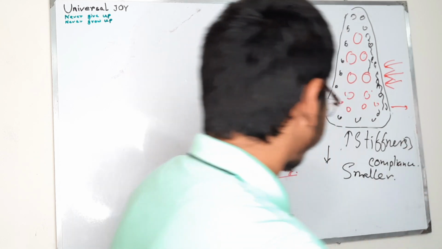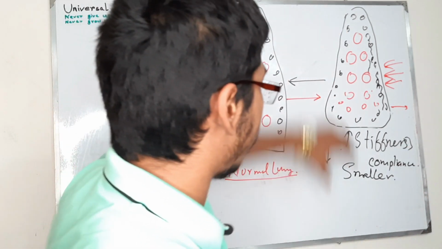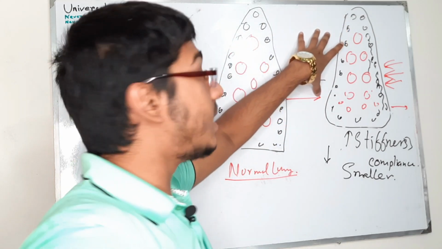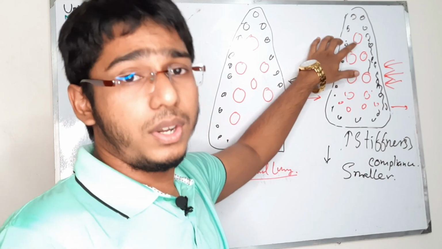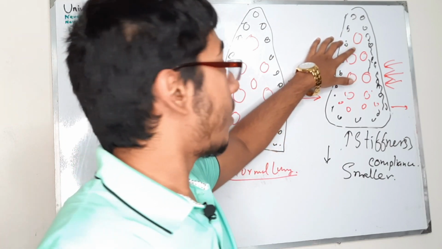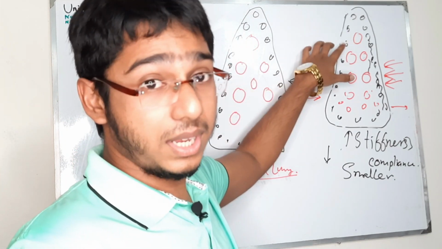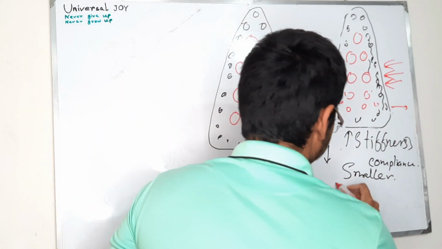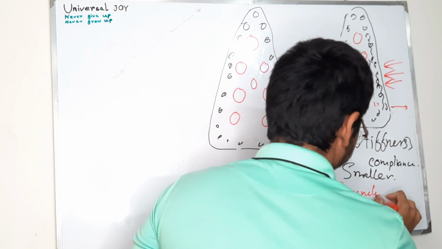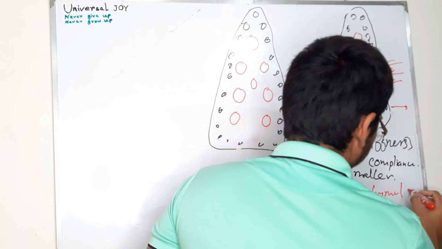Another thing is that in the restrictive disease, is the problem with the parenchymal cells or with the airway? Definitely the problem is with the parenchymal cells. So the parenchymal abnormality will be visible in the restrictive disease.